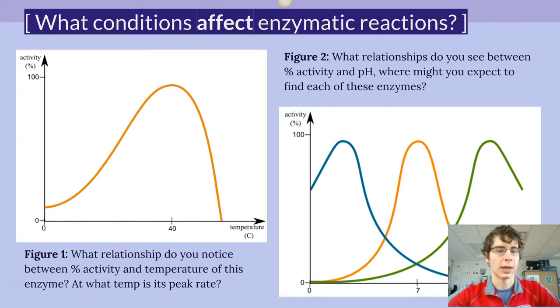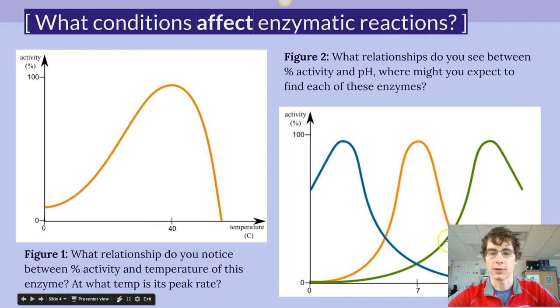Figure 1, we have temperature versus percent activity of the enzyme. Figure 2, we have pH, which is to say acidity or basicity, and its activity of different enzymes. Figure 1 has a single enzyme. Figure 2 has 3 different enzymes with graphs showing how their percent activity changes over either temperature or over the pH.